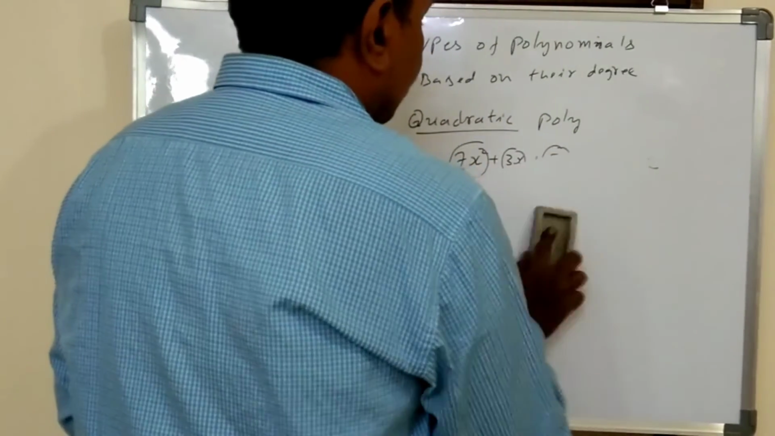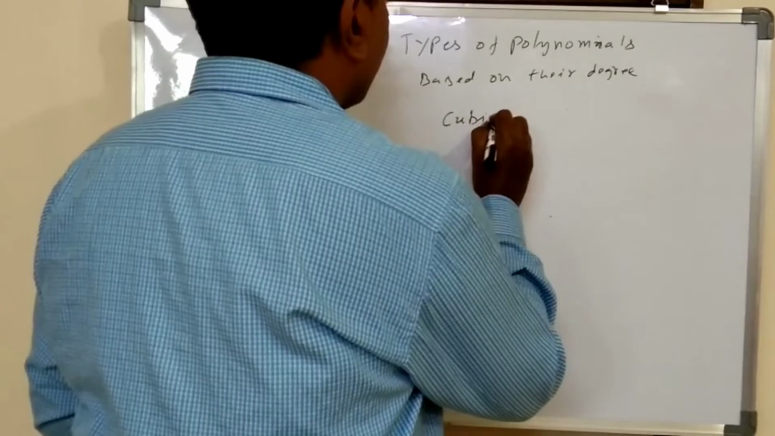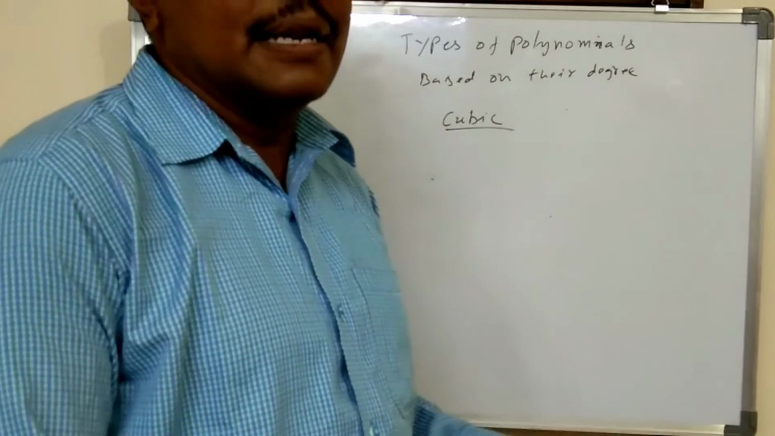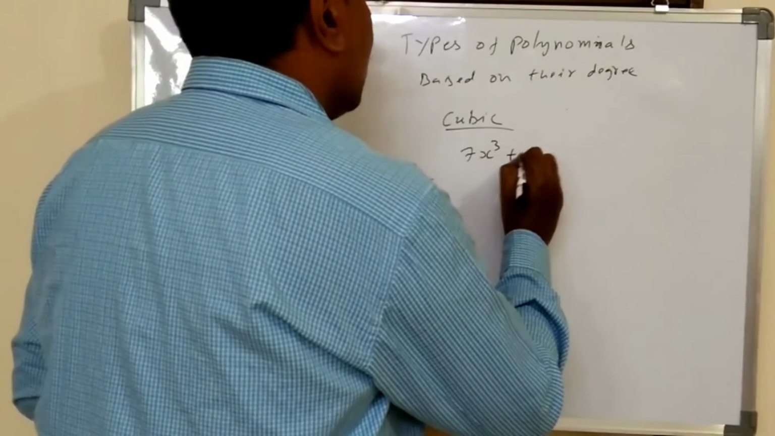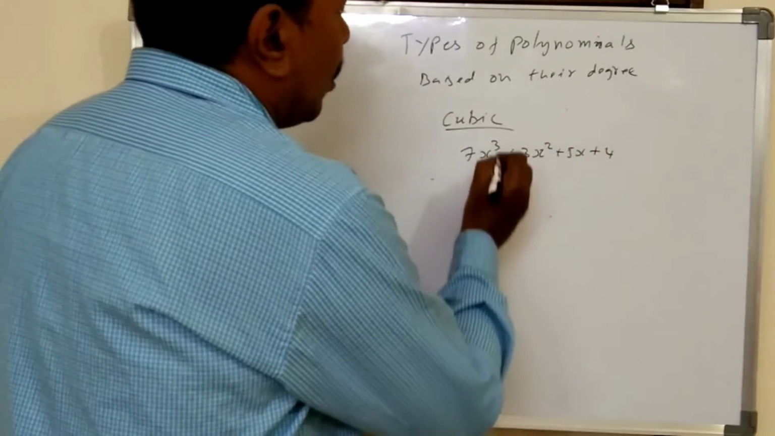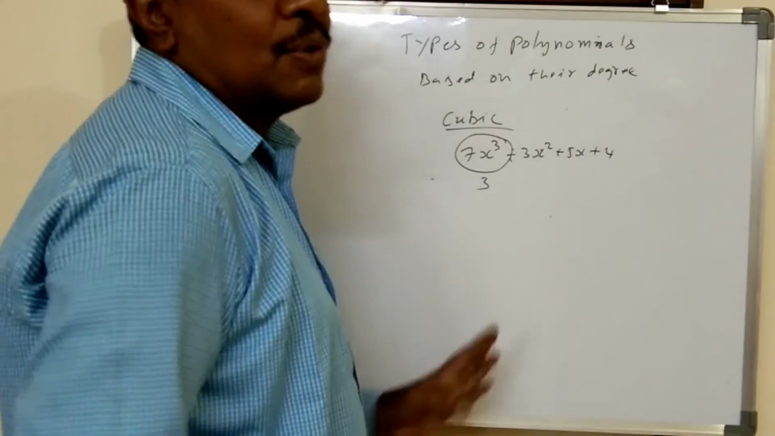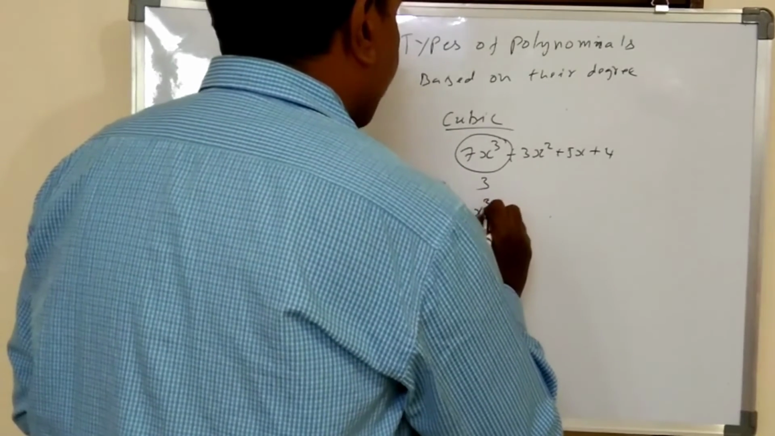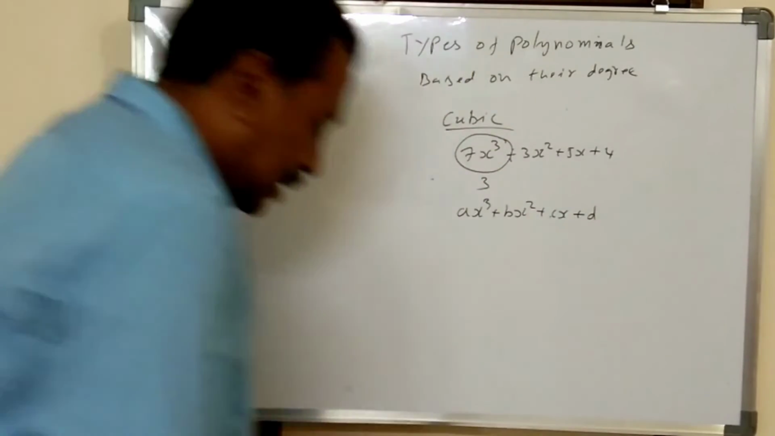Next one, cubic polynomial. You can easily guess what a cubic polynomial is. A polynomial containing degree 3 can be called a cubic polynomial. 7x cube plus 3x square plus 5x plus 4. So this is the term containing degree 3, and the remaining are degree 2, degree 1 and degree 0. So this polynomial can be called a cubic polynomial. The general form is ax cube plus bx square plus cx plus d.